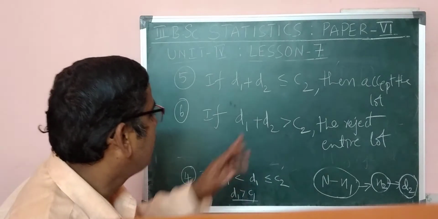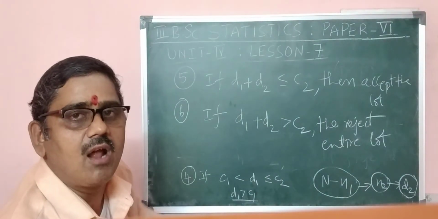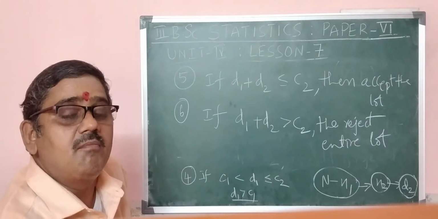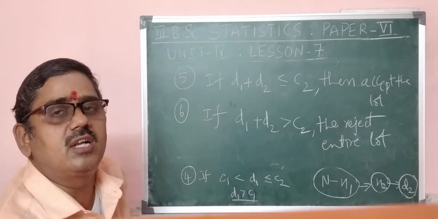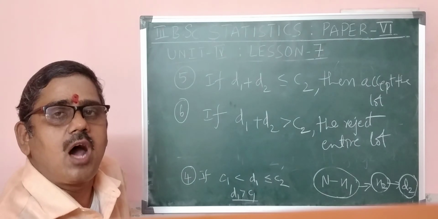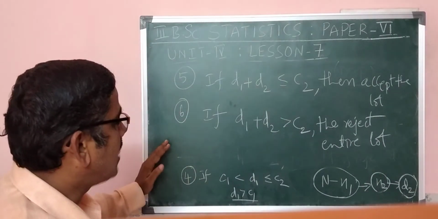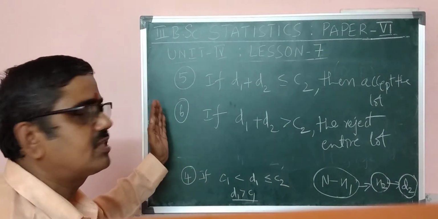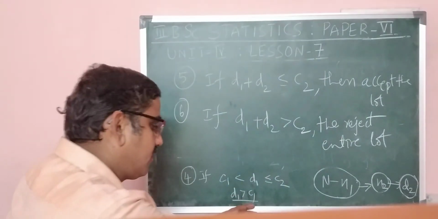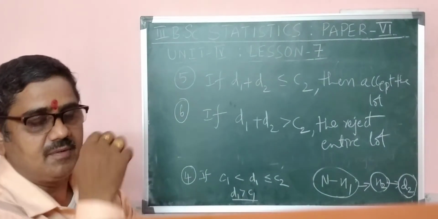In the case where D1 plus D2 is greater than C2, we reject the entire lot. In this case, we have to go for 100% inspection by replacing defectives with non-defectives. Simply, all the defective items are to be replaced with non-defective items. This is the double sampling plan procedure. There are six main steps in the double sampling plan. Let me recollect; once again, I repeat all the steps.